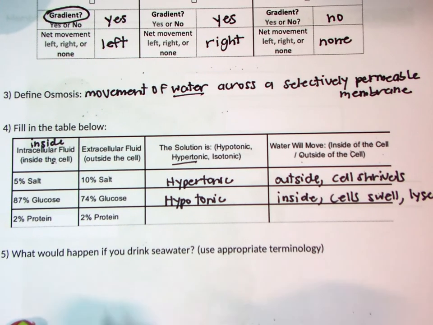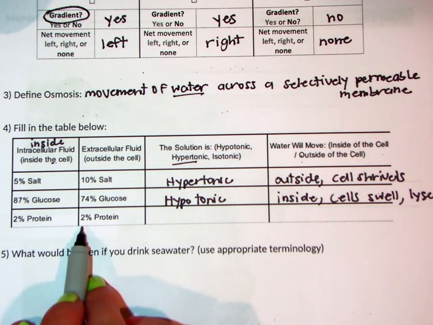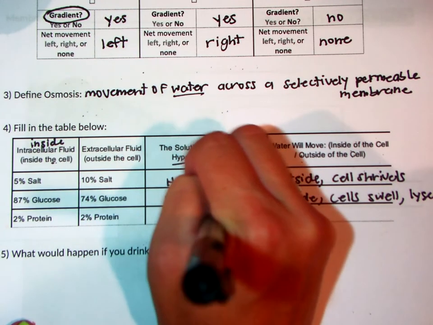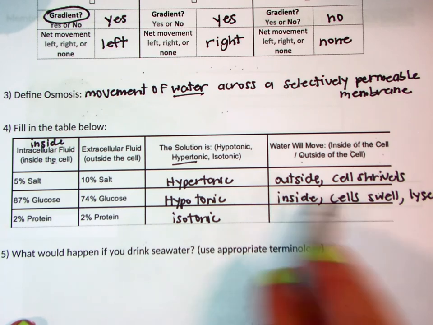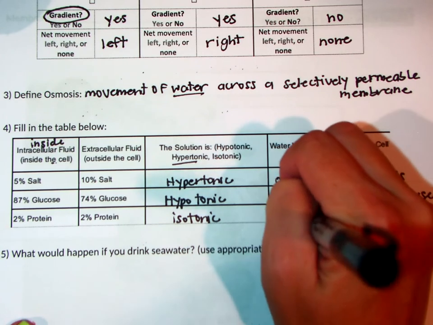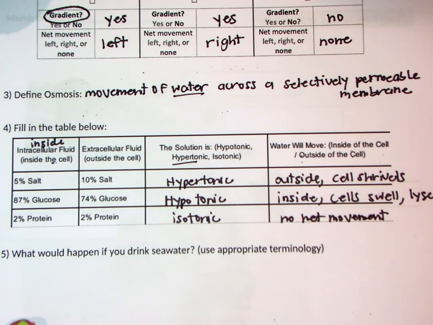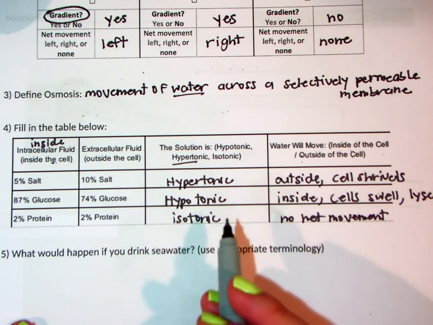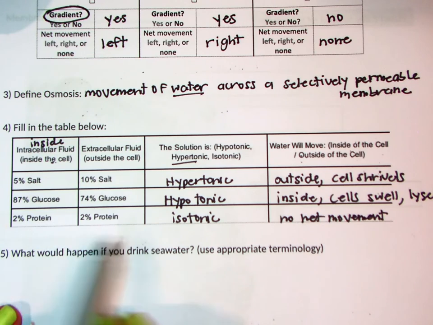And in this third scenario, we have 2% protein inside the cell, 2% protein outside of the cell. That's equal, so we call that isotonic. They're the same, and so water will have no net movement because it's equal. Keep in mind, there's still maybe water passing into and out of the cell, but it's happening at the same rate, and so we maintain this equal solute concentration on both sides.